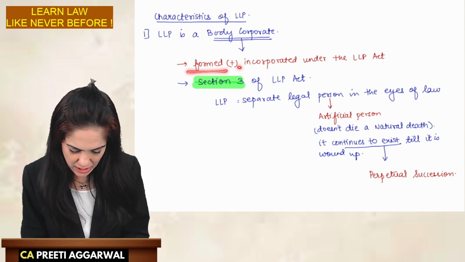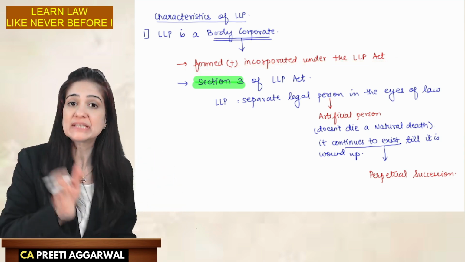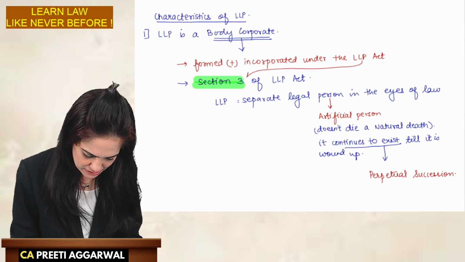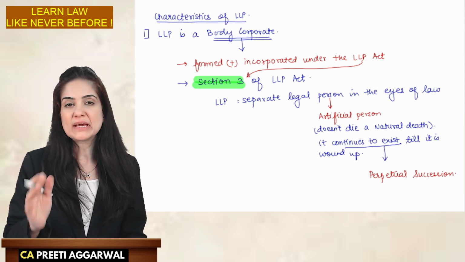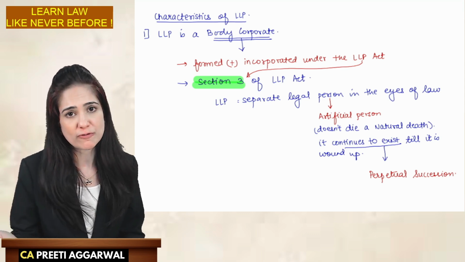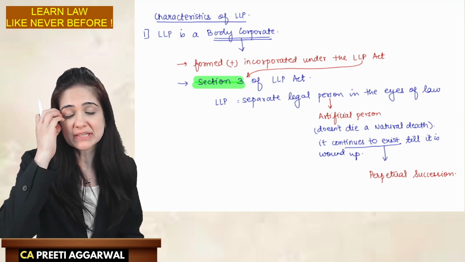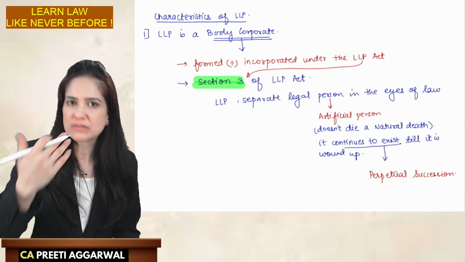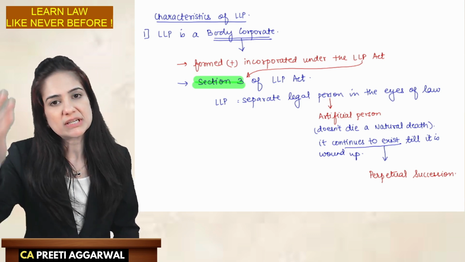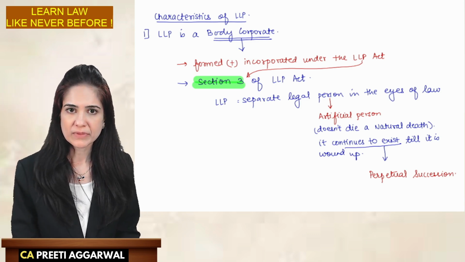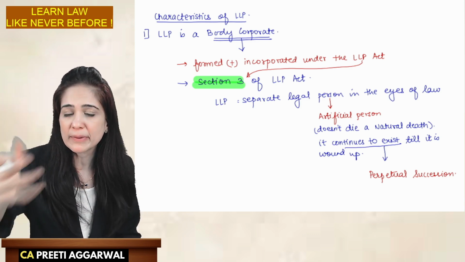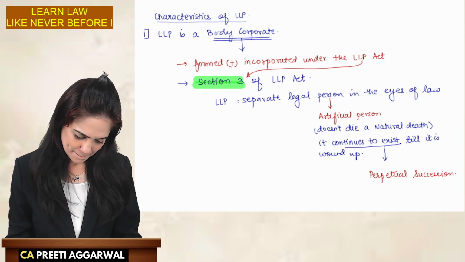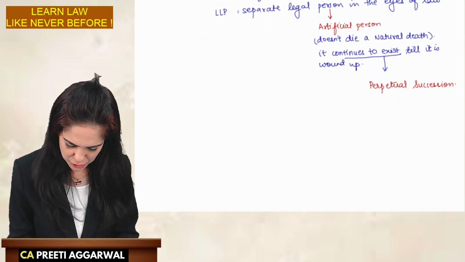It is formed and incorporated under this act. This act, it means the LLP Act, section 3 says that LLP is a separate person in the eyes of law. Person, it means it's an artificial person. It does not take birth like a natural person. It doesn't even die a natural death. It continues till it is wound up. It means it has perpetual succession. Is it clear? You can also include one more provision here.